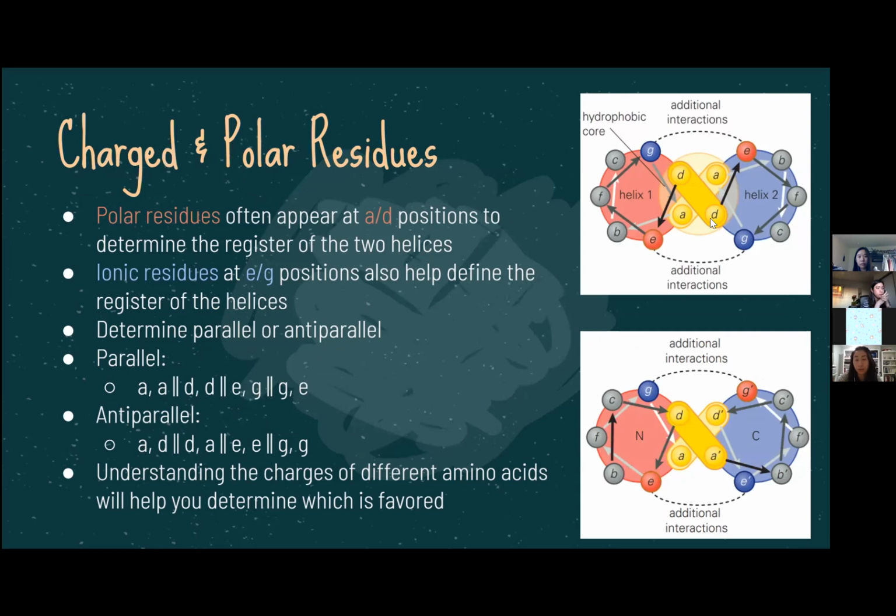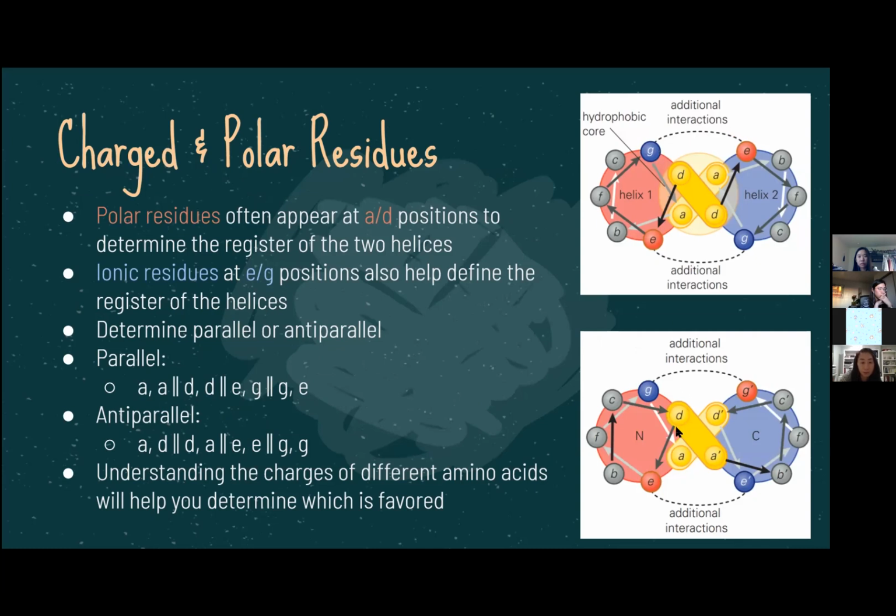So this is the parallel case. We saw that the D of one was interacting with the D of another, and then the A's are interacting. In regards to the charged residues, it was the G and the E that were interacting. So for the parallel case, the hydrophobic ones are the same letters interacting, but for the charged ones, it's the opposite letter.